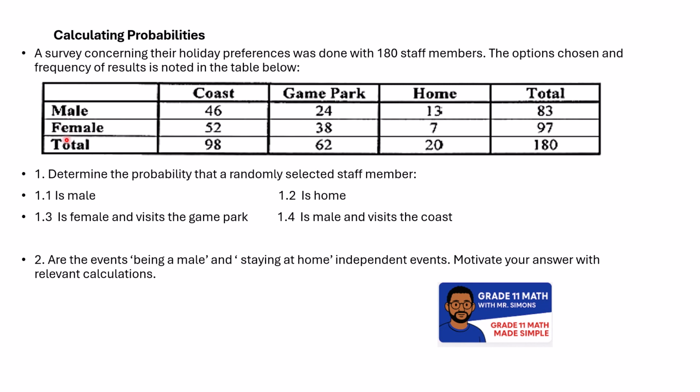Question 1, determine the probability that a randomly selected staff member of the 180 is male. 1.2 is at home for the holidays. Is a female and wants to visit a game park. Is a male and visits the coast. Then question 2, are the events being a male and staying at home independent events? Motivate your answer with relevant calculations.